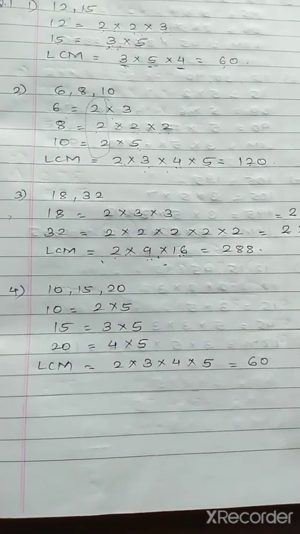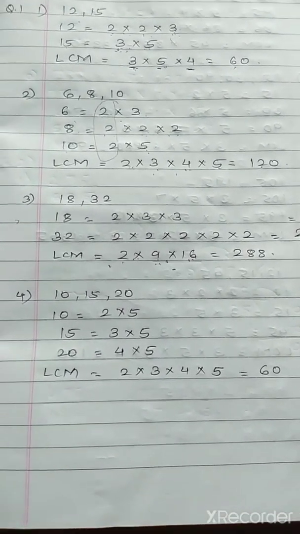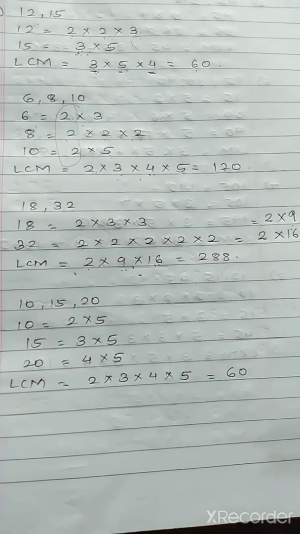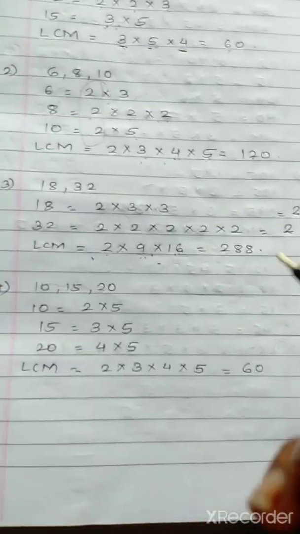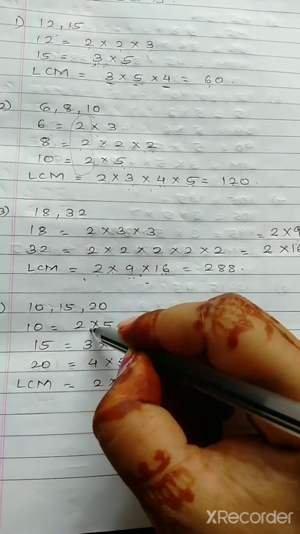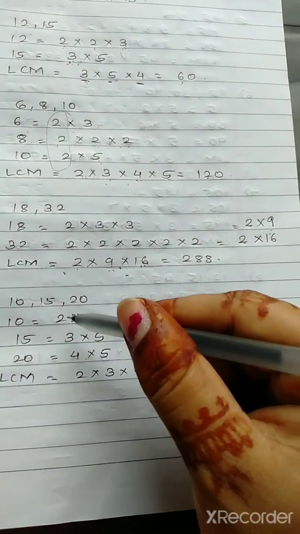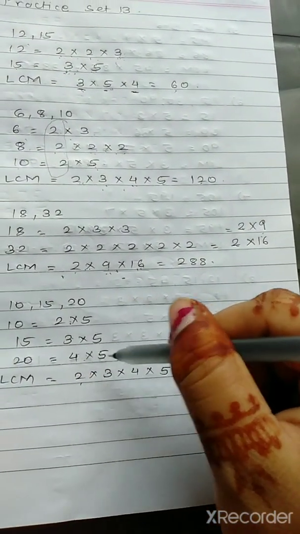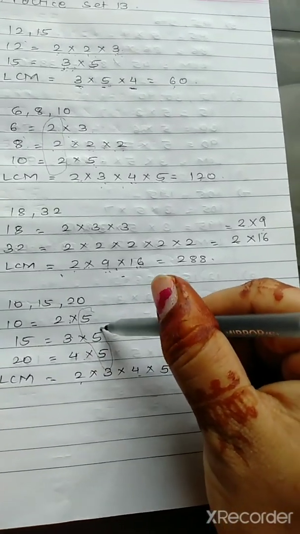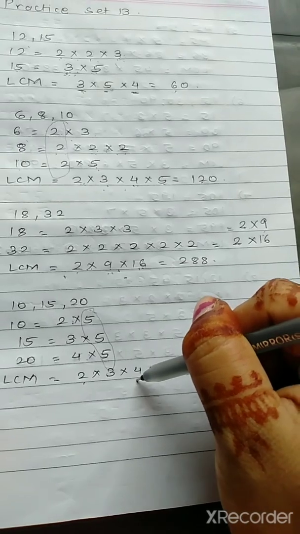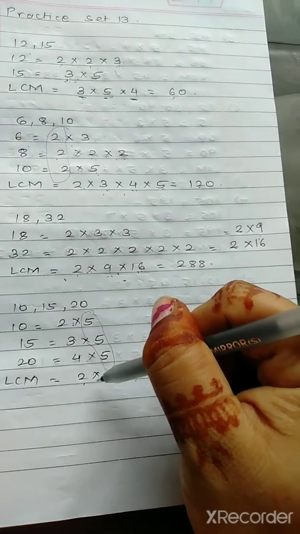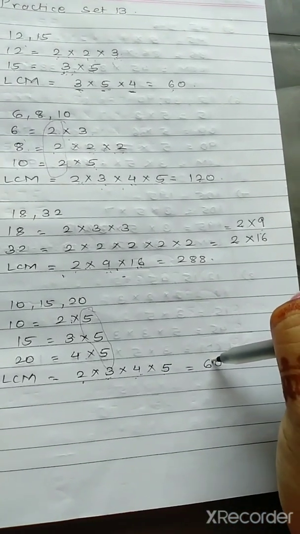The question is 10, 15 and 20. 10 is 2 5s are 10. 15 is 3 5s are 15. And 20 is 4 5s are 20. Again, there is no 2 over here and here. So 2 cross 3 cross 4 cross, 3 5s are there, taking only 1. So 5. 5 4s are 20, 2 3s are 6, 6 2s are 120.